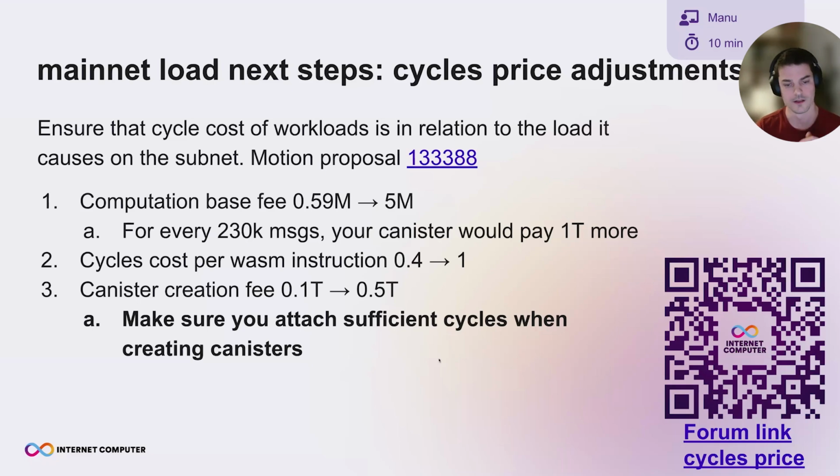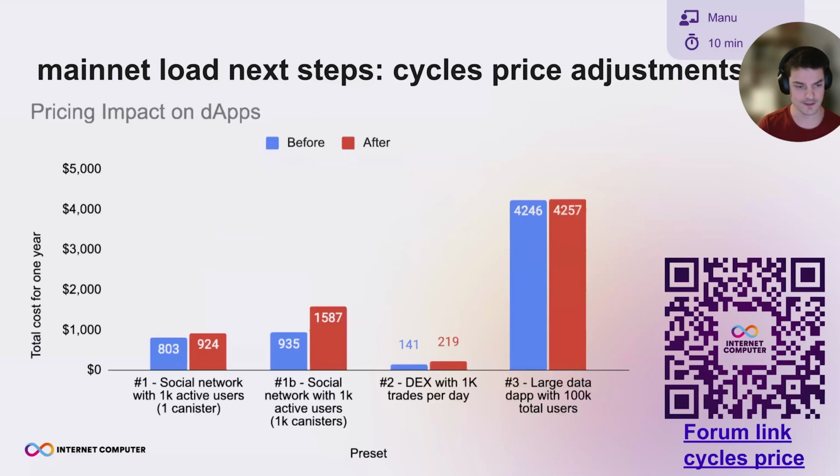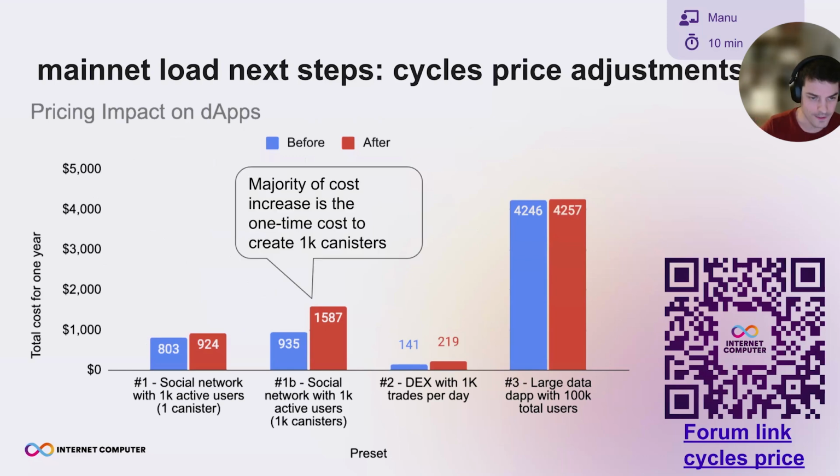There is a forum link here that goes into a lot of detail about how we got to these numbers and concrete examples. But just to give you a little bit of an idea what this means, we took some of these templates that we have in this ICP cycles cost calculator that we released recently, and analyzed what they would cost now and if we would go ahead with these changes. And you see a moderate increase. That's because we only increased some dimensions, but a lot of things stay the same. So overall, it's not that impactful. And it's important to note that the second item, where you see the biggest increase, is actually mainly a one-time cost increase, not a periodic cost increase. So it's mainly due to the canister creation cost, not the per year cost after that.